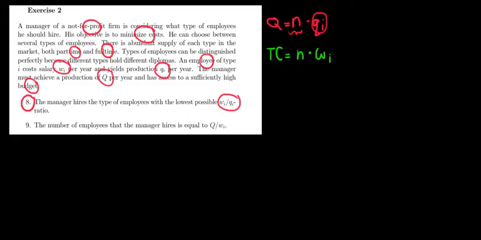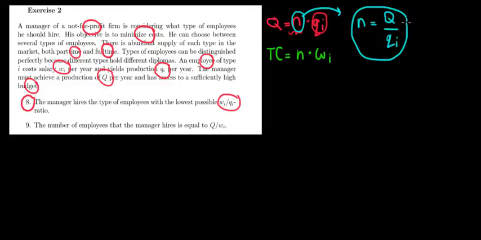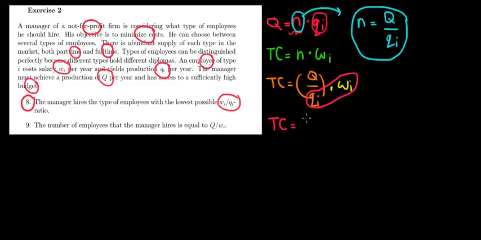Now, what is N? Well, we could write N from this relationship. N is equal to the quantity produced per year divided by the quantity of the individual. In other words, the total costs would be equal to the quantity divided by QI multiplied with the wage of the individual. And we could rewrite this in the following way. The total costs would be equal to the wage relative to the quantity, so the wage divided by the quantity of the individual, times the quantity produced overall.